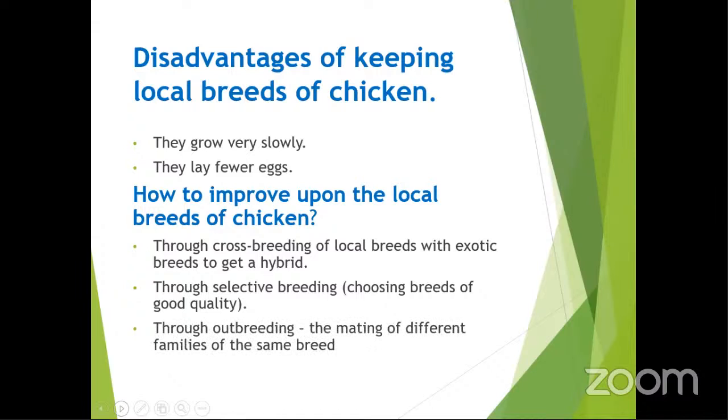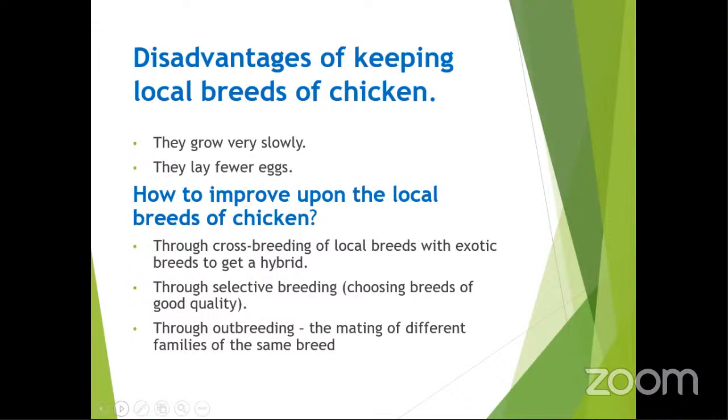And then lastly, we said outbreeding: mating of different families of the same breed. Mate animals of different families, but of the same breed. You can get another one from another place, which is good, which is fat, which is big, and then mate it with yours, so that you can also get a hybrid, which is improved. As simple as that. So this is basically what you need to know.